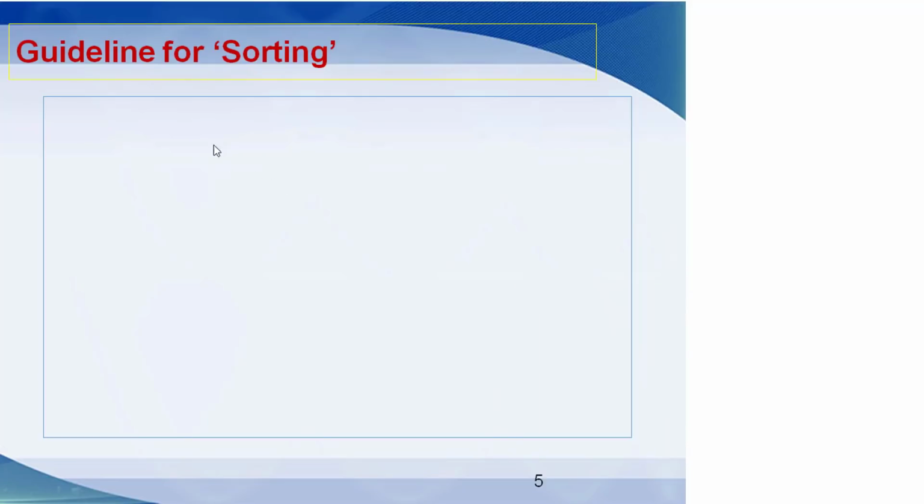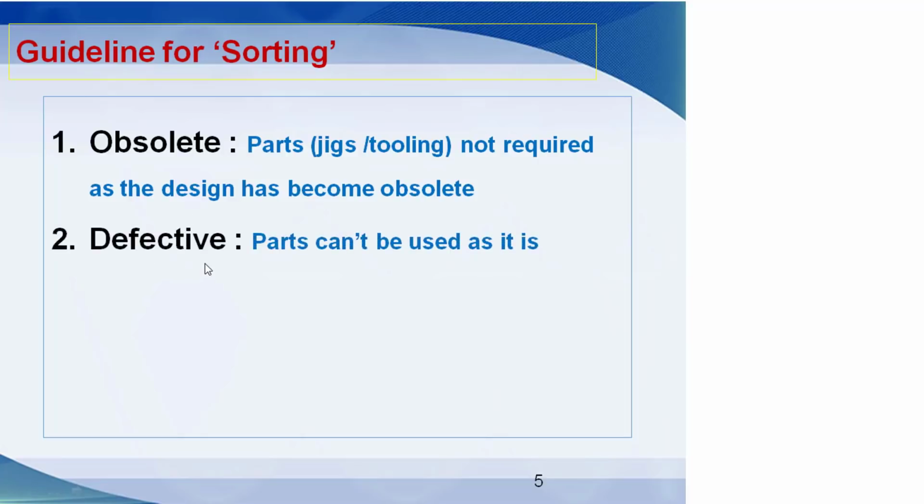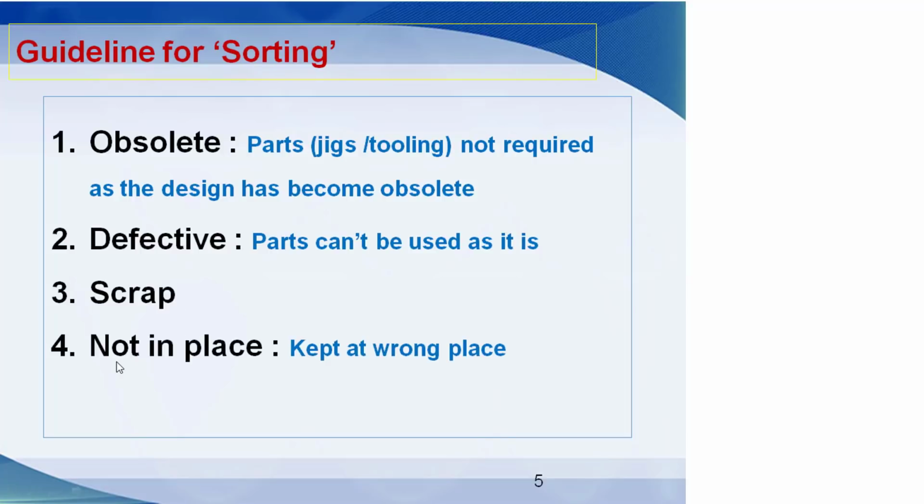Now friends, let's understand some of the important guidelines for sorting. Remove all the obsolete materials, like parts, jigs, toolings, which are not required and have become obsolete after design change. Remove all the defective materials, parts or materials which cannot be used at all, and all the scraps also need to be removed. Remove all materials which are not in their place or kept in a wrong place, and all unnecessary materials which are extra or not useful at all also need to be removed.